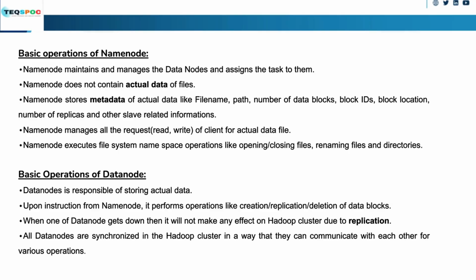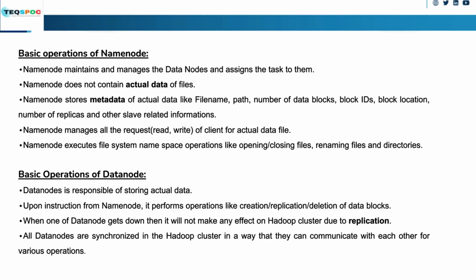Now, some of the basic operations of data nodes are: it is responsible for storing the actual data. Upon instruction from NameNode, it performs operations like creation, replication, deletion of data blocks. When one data node goes down, it will not have any effect on the Hadoop cluster due to replication, which I just mentioned. It's one of the properties of the Hadoop cluster, which is termed as the fault tolerance. All data nodes are synchronized in the Hadoop cluster in a way that they can communicate with each other for various operations.